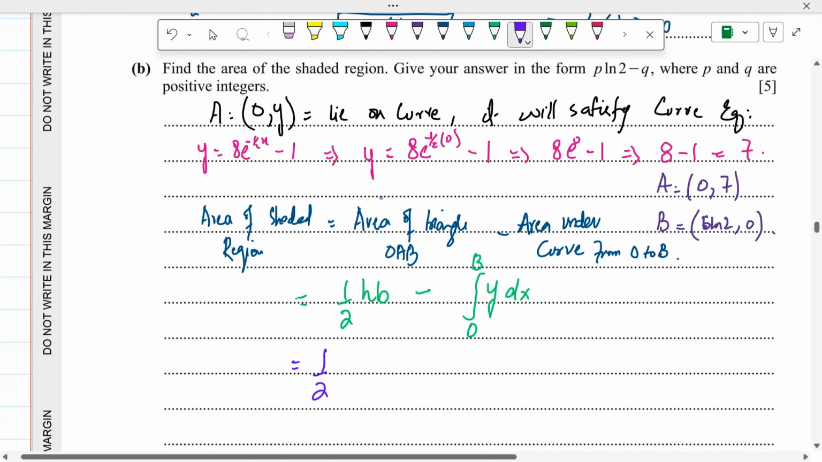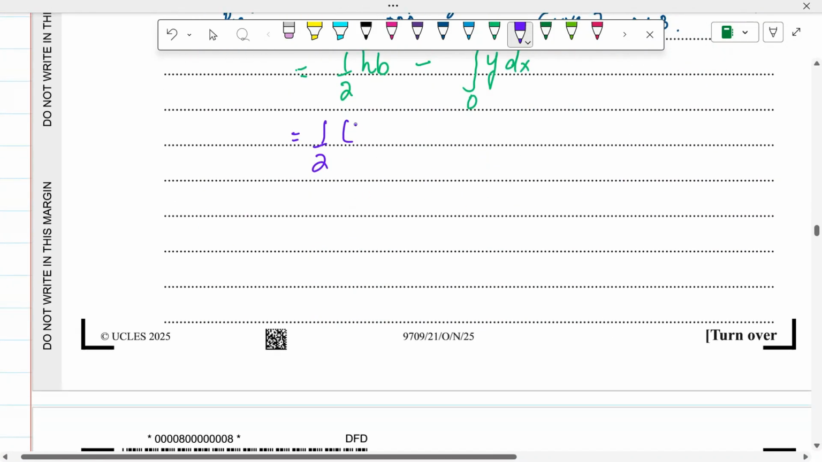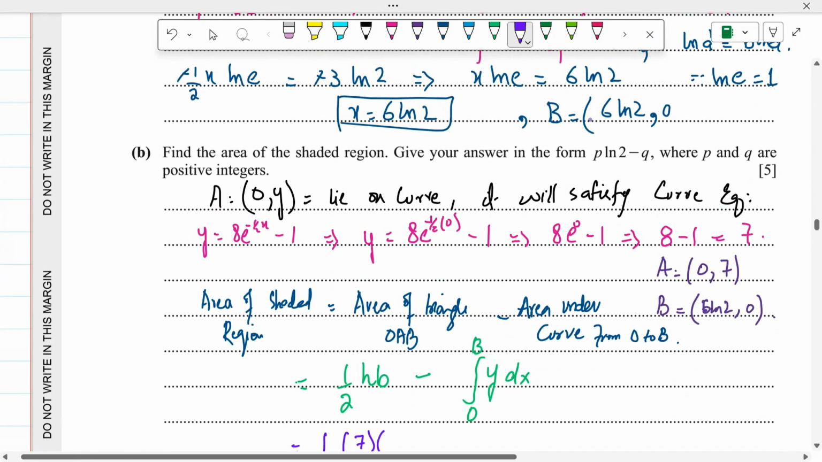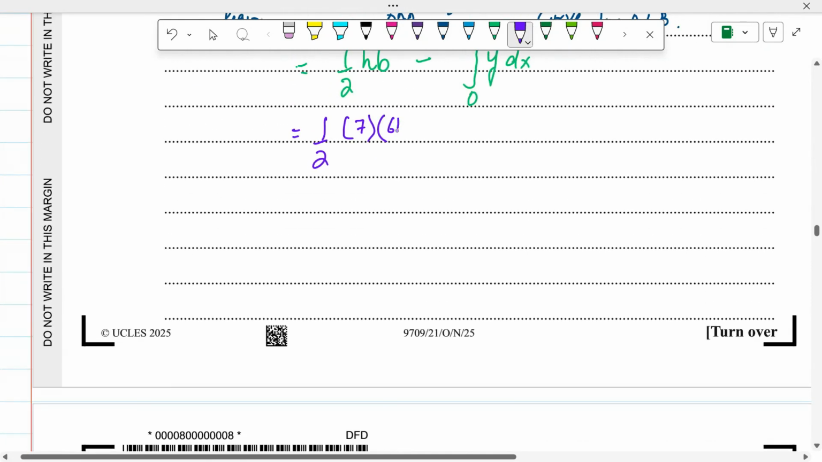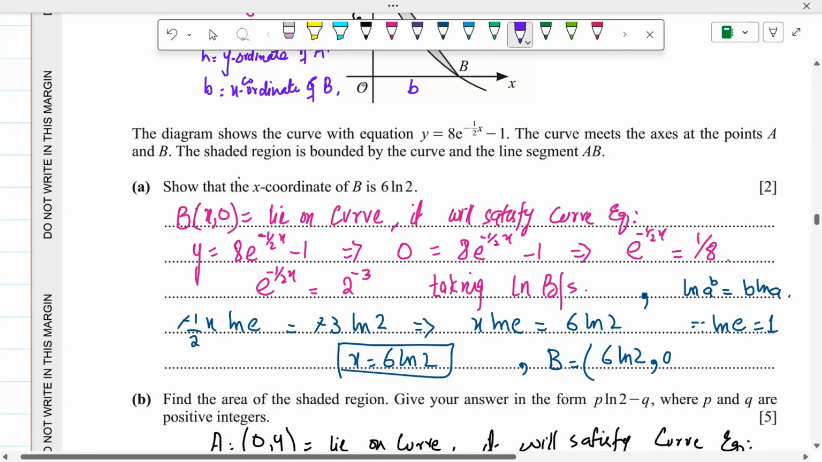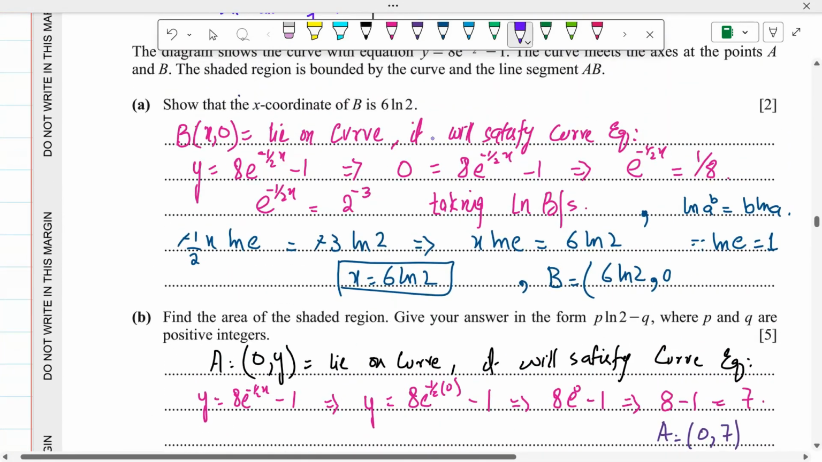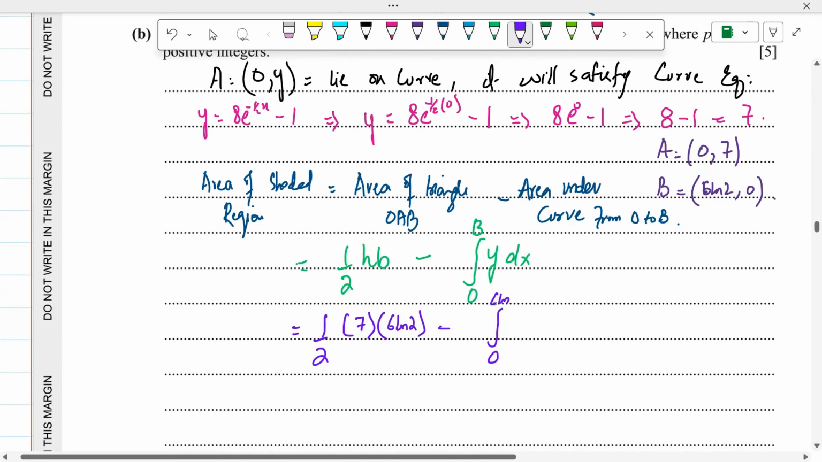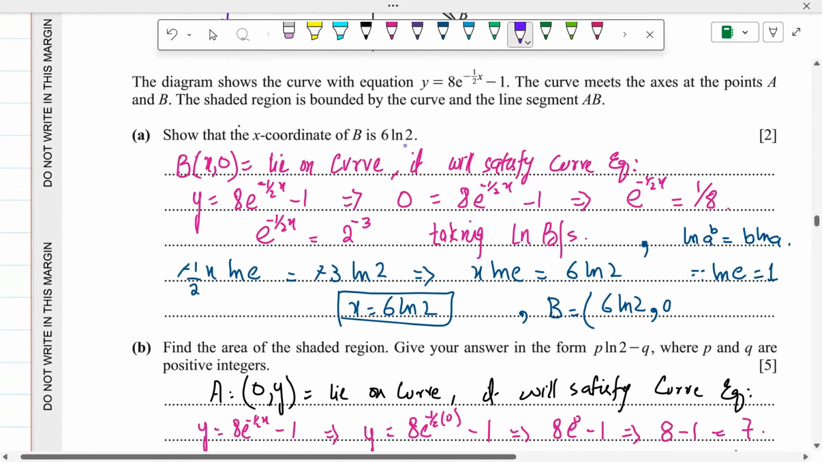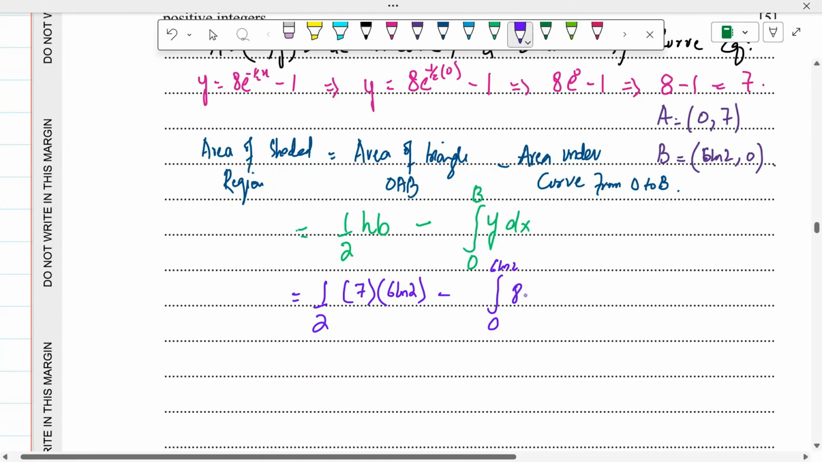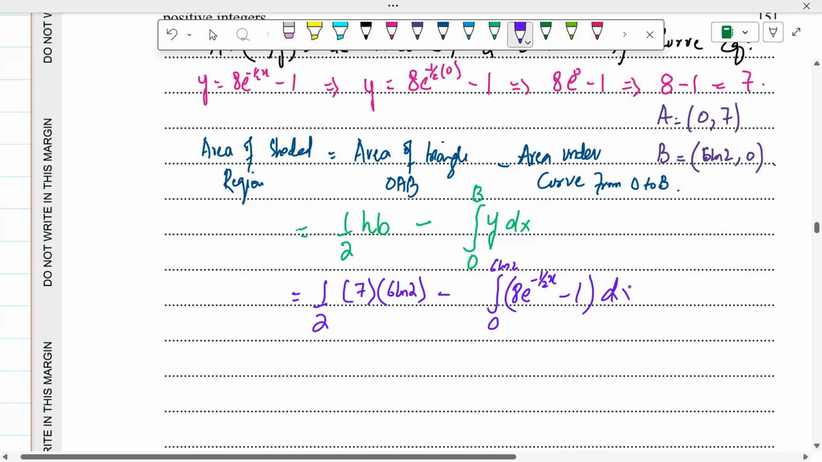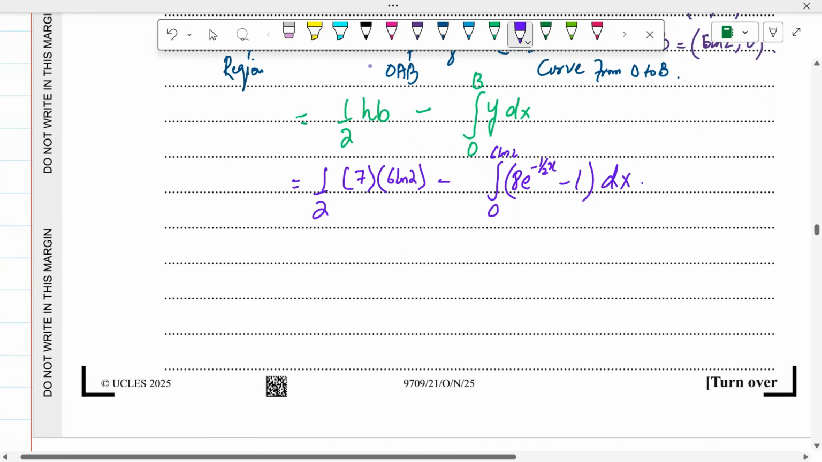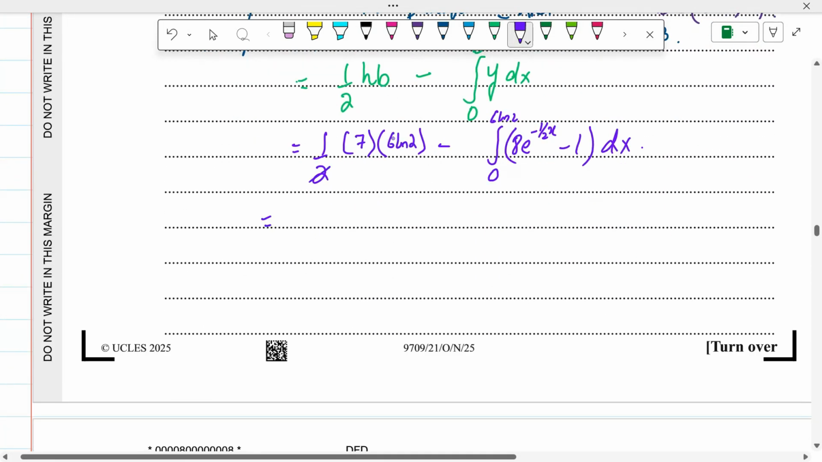One half times the height we just calculated, which is 7, times the base, which is 6 ln 2, minus the integral from 0 to 6 ln 2 of y, which is 8e^(-x/2) minus 1, with respect to x. If we solve this, we can get the area of the shaded region. One half times 7 times 6 is 21.